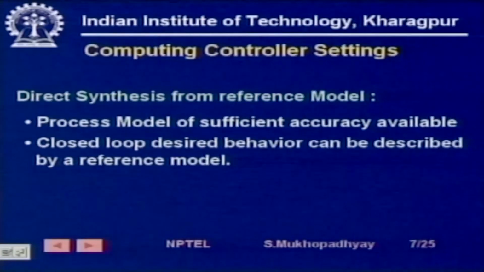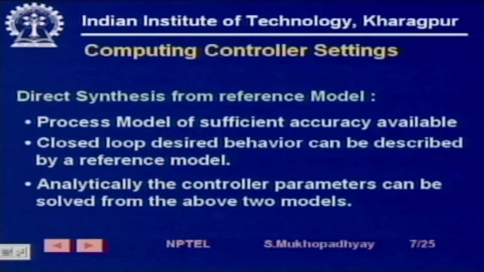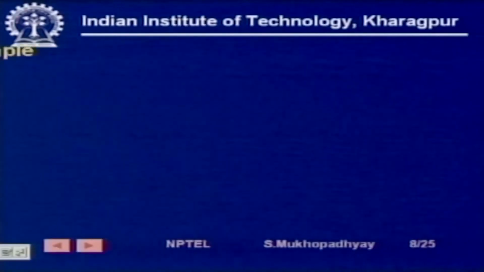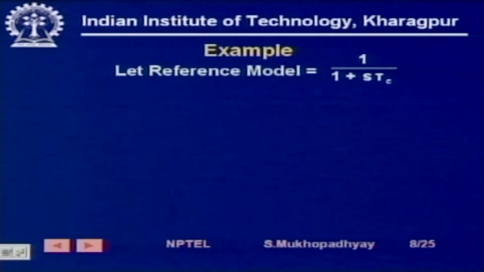So this method is applicable only when you have a process model of sufficient accuracy available, and the closed loop desired behavior can be described by a reference model. If you have these two conditions satisfied, then analytically the controller parameters can be solved from the above two models. How? So we have an example. In this example, let the reference model be 1 by 1 plus sTc. So let's suppose I want the closed loop plant to behave like a first order process with some time constant Tc.